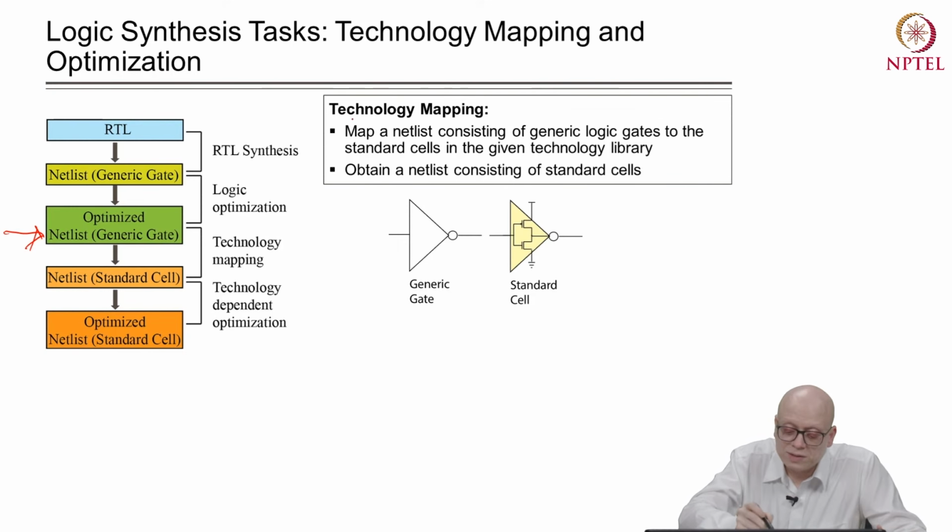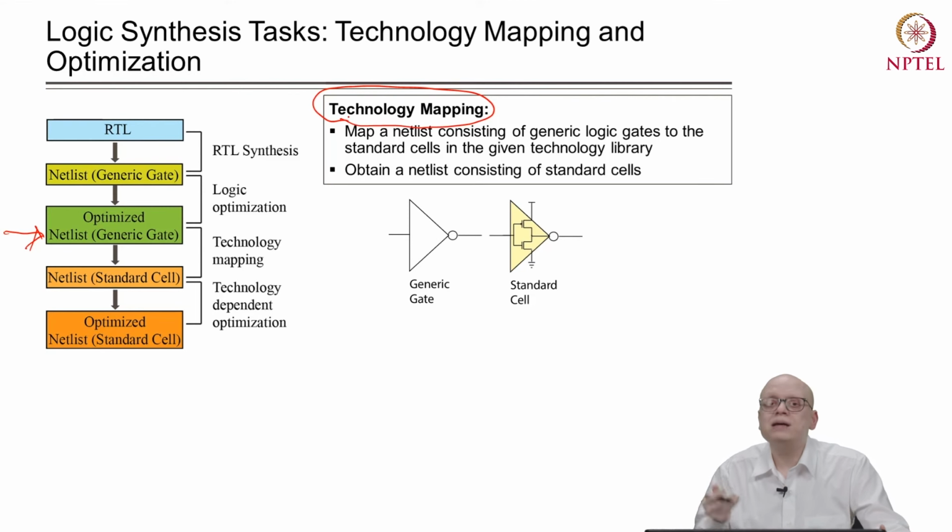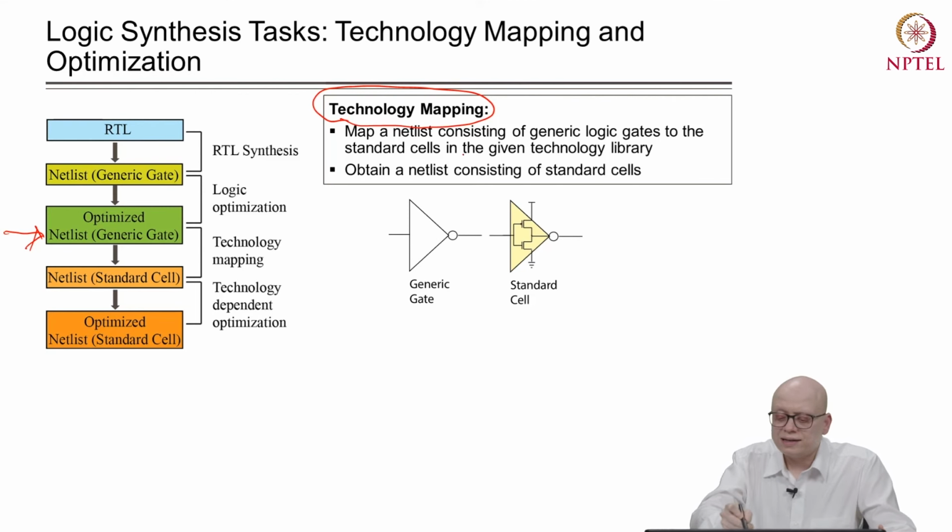Now once the optimization has been done, a step is carried out which is known as technology mapping. In technology mapping, the generic gates that we had are translated, or for them appropriate standard cells from the libraries are picked and put in the netlist. So technology mapping maps the netlist consisting of generic logic gates to standard cells in the given technology library. At the end of this process, we get a netlist consisting of standard cells.